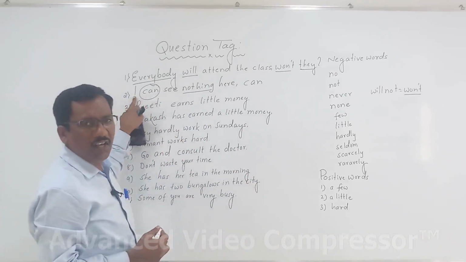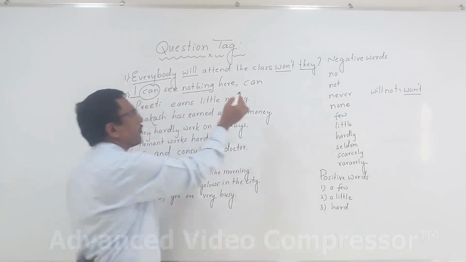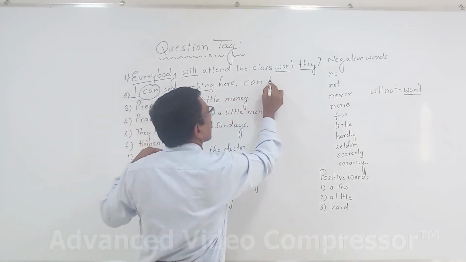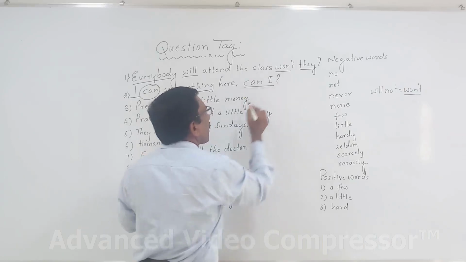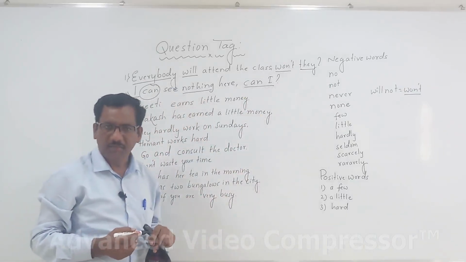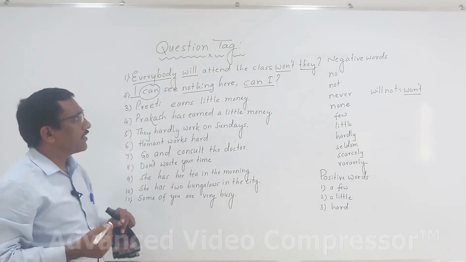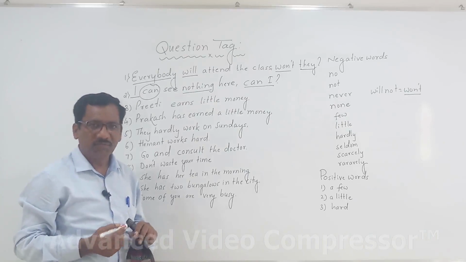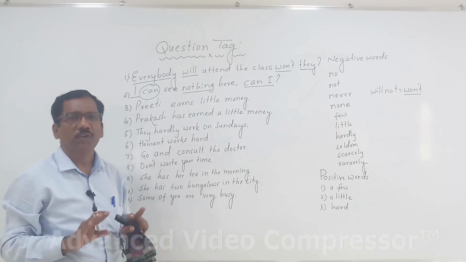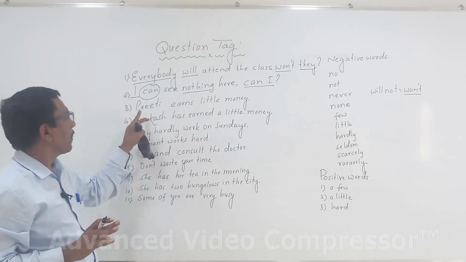What is the subject here? I is the subject. The same pronoun is repeated. Can I? Okay. I can see nothing here, can I? You have to pronounce it in such a way. Everybody will attend the class, won't they? With a falling tone, we have to pronounce the statements with question tags.